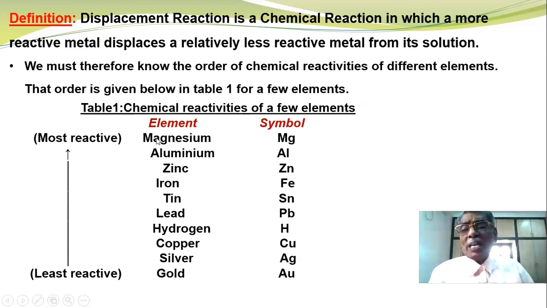This is the most reactive, magnesium. And gold is the least reactive among these elements given here. Magnesium, then aluminium in the order of reactivities, then zinc, still less reactive, iron still less, then tin, then lead, then hydrogen, then copper, then silver, then gold. Gold is the least reactive and magnesium is the most reactive among the elements given in this table.